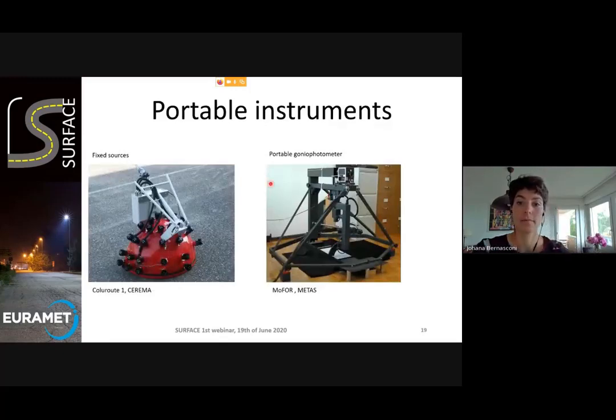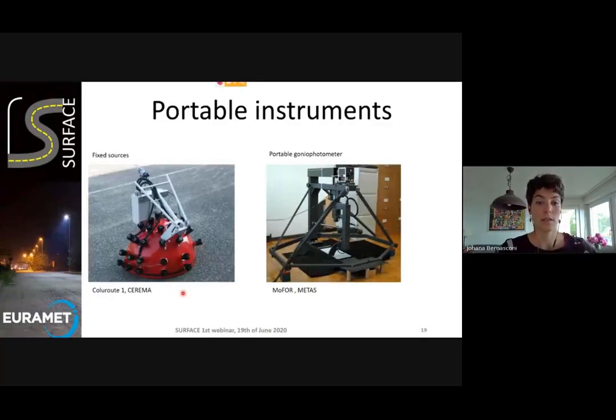So now I have a look at portable instruments. There are 2 different approaches. Usually the most common is that they use fixed sources, like the Collier-Hood from Cerema. Here there are 27 sources. And another approach is like this portable goniophotometer, which is the one we have at METAS, and this is with a mobile source. So it's able to measure all the data points.